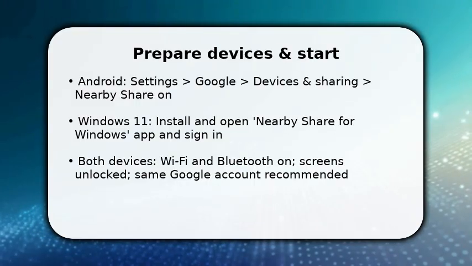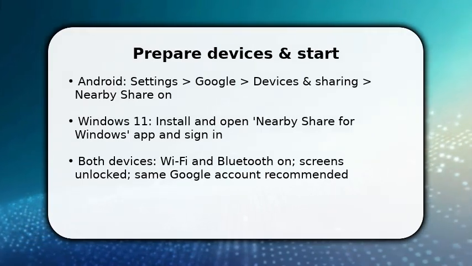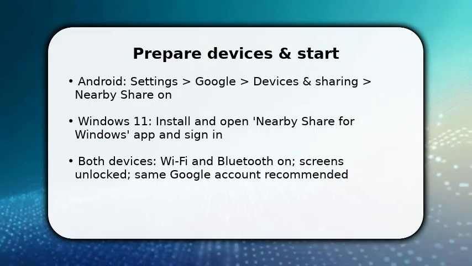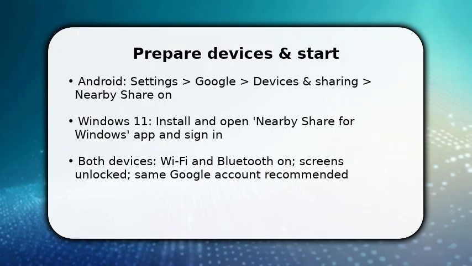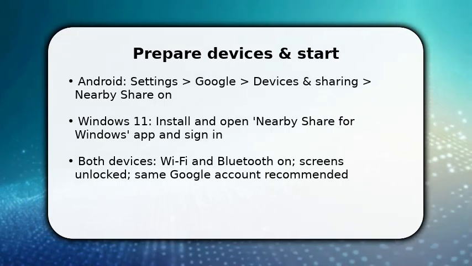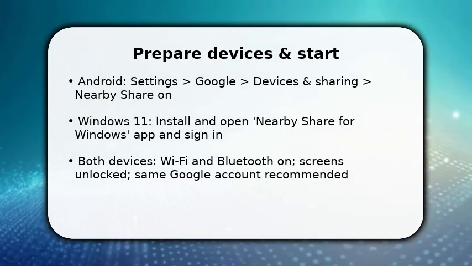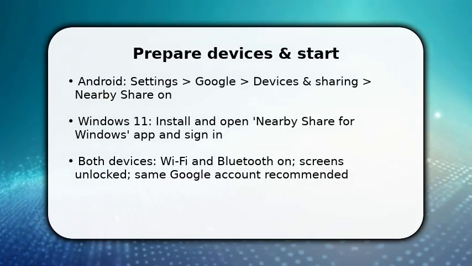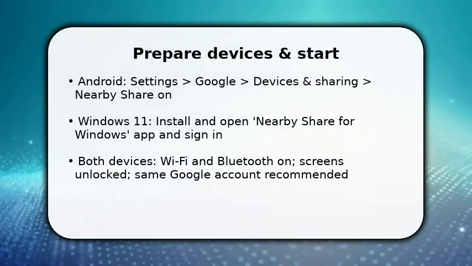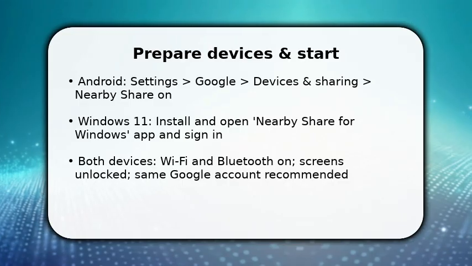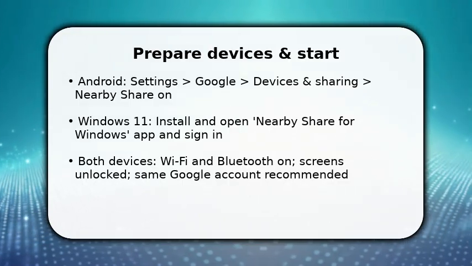You start by turning on the essentials, Wi-Fi and Bluetooth on both devices, and unlock each screen. On Android, enable Nearby Share under Google Devices and Sharing, and on Windows, install and run the Nearby Share for Windows app, then sign in. Once done, set visibility to devices or contacts to control who can send files. These first steps let Android detect your PC. Make sure both devices are discoverable and in range so transfer can begin immediately.